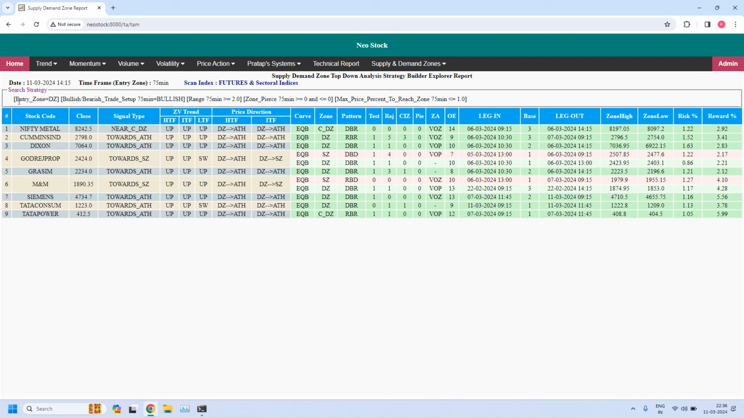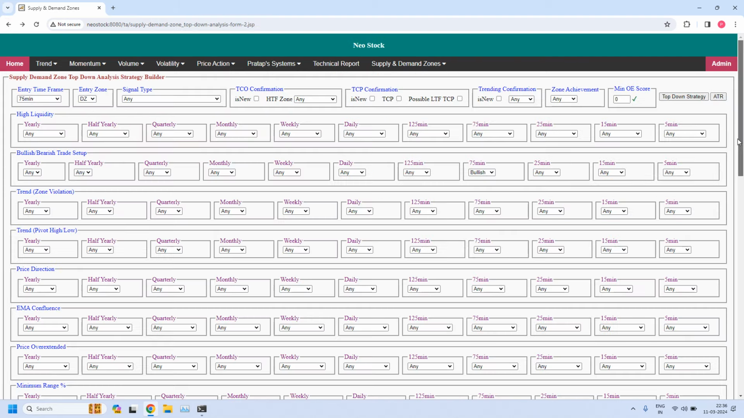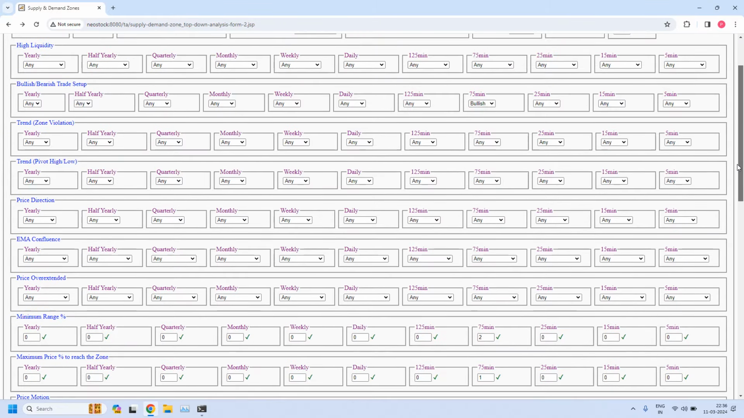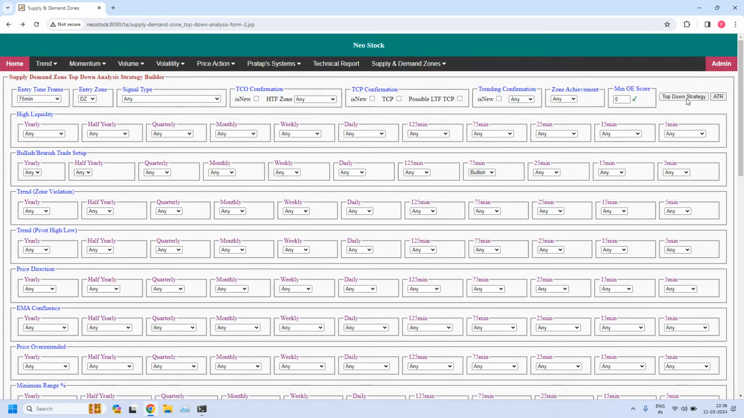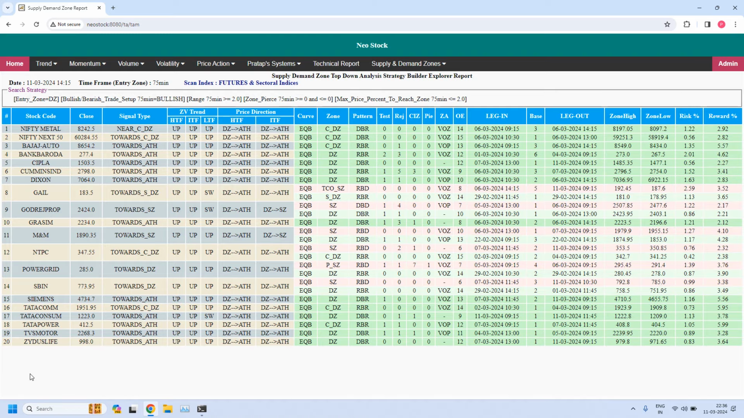Okay, let's go back. We will see within 2% close to the demand zone. Changing 1% to 2%. So total 20 stocks are there within 2%. So if the price is down by 2%, you will get an entry. Few stocks are there within 1% in this list as we have seen in the previous report.